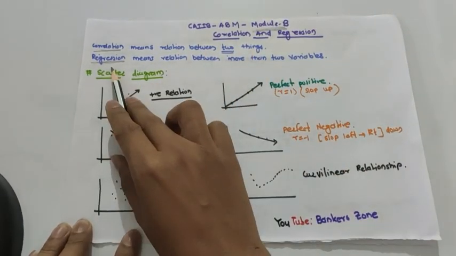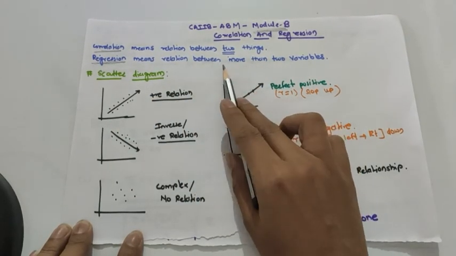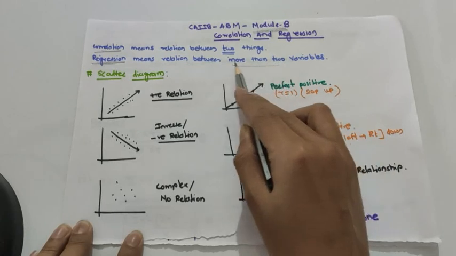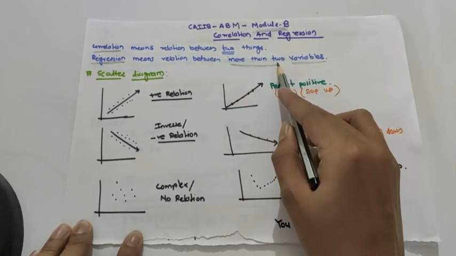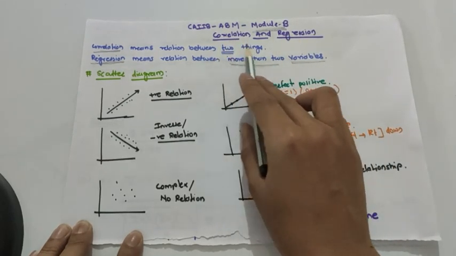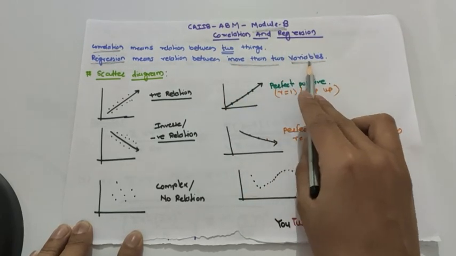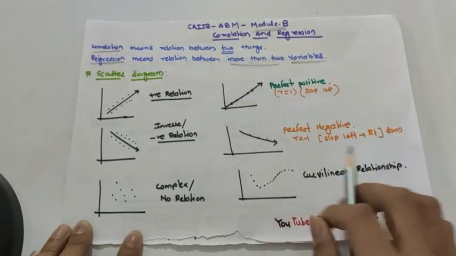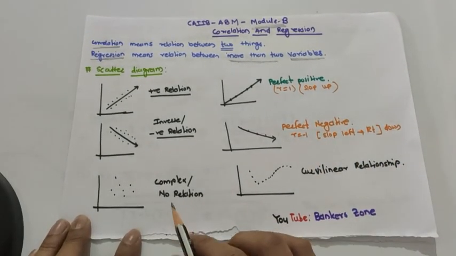And what is a regression? Regression means relation between more than two variables. Remember the difference between correlation and regression. Correlation is only the relation between two things, and in case of regression it is the relation between more than two variables or more than two things. Now you get the main difference between correlation and regression.